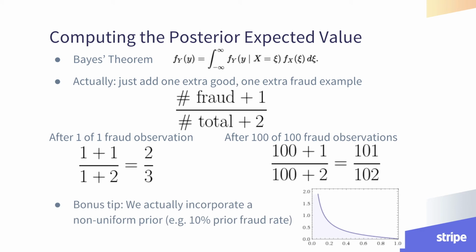And as a cool bonus, you can change the prior to match your data better. So if your data had a 10% fraud rate, you can choose this distribution in the bottom right. And then your prior fraud rate is 10%. And this updates naturally. And now instead of adding one good and one bad, you'll have alpha good and beta bad. And you can model whatever fraud rate you want.